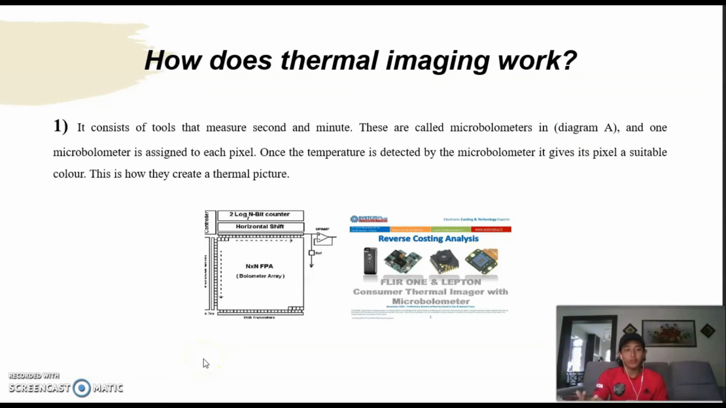Right now, I will explain how thermal imaging works. The thermal imaging system consists of tools that measure temperature. These are called microbolometers, which are shown in diagram A. This is diagram A. One microbolometer is assigned to each pixel. Once the temperature is detected by the microbolometer, it gives its pixel a suitable color. This is how they create a thermal picture.